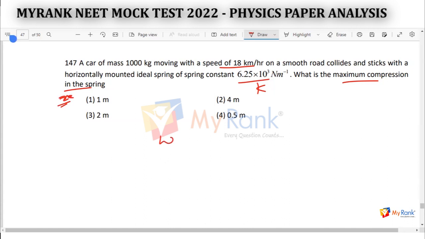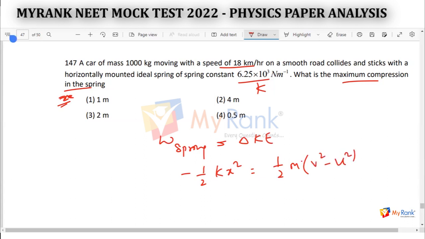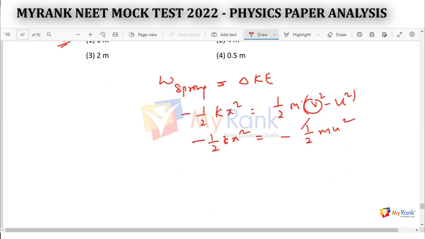In case of a spring, you know that the work done due to the spring is nothing but the change in kinetic energy, according to the work-energy theorem. So work done due to the spring is minus half kx square, which equals final kinetic energy minus initial kinetic energy. Here v is 0 finally, so minus half kx square equals minus half mu square. Half gets cancelled, so x is root over m by k into u.